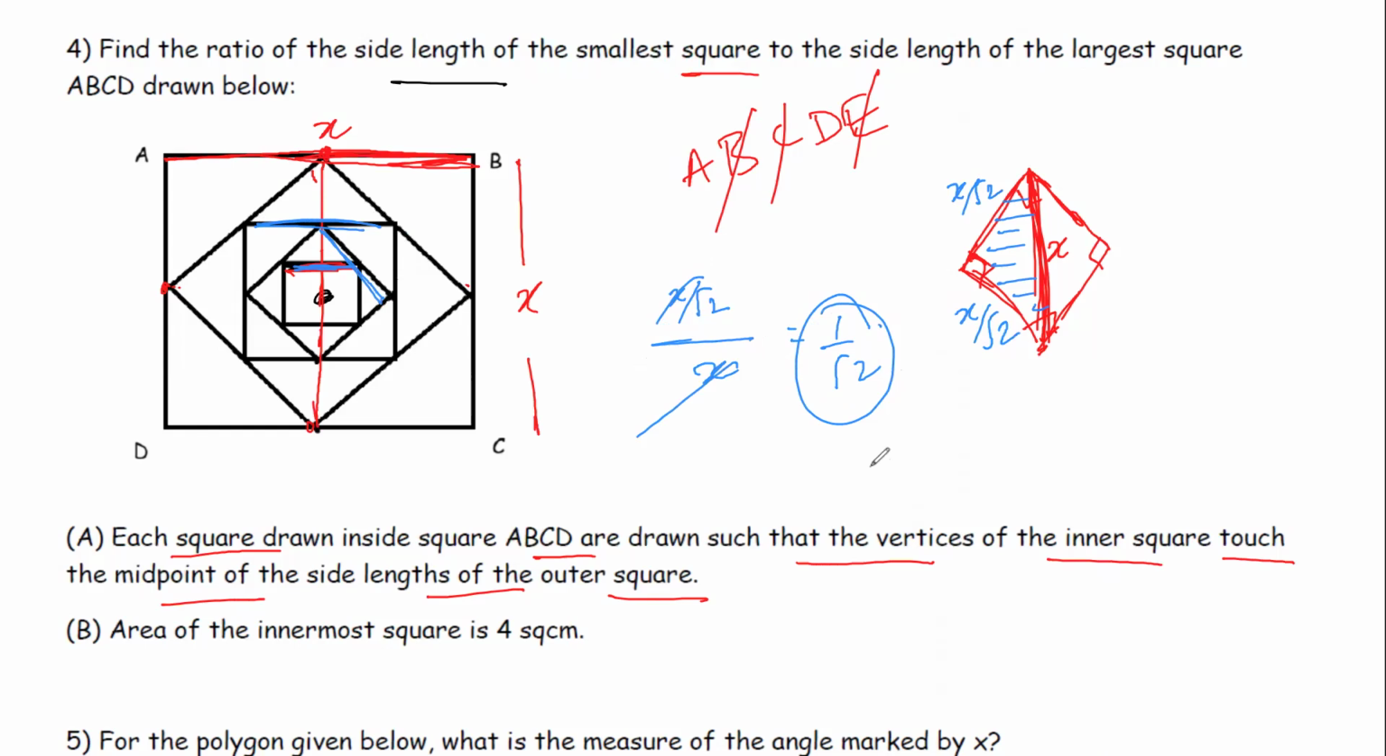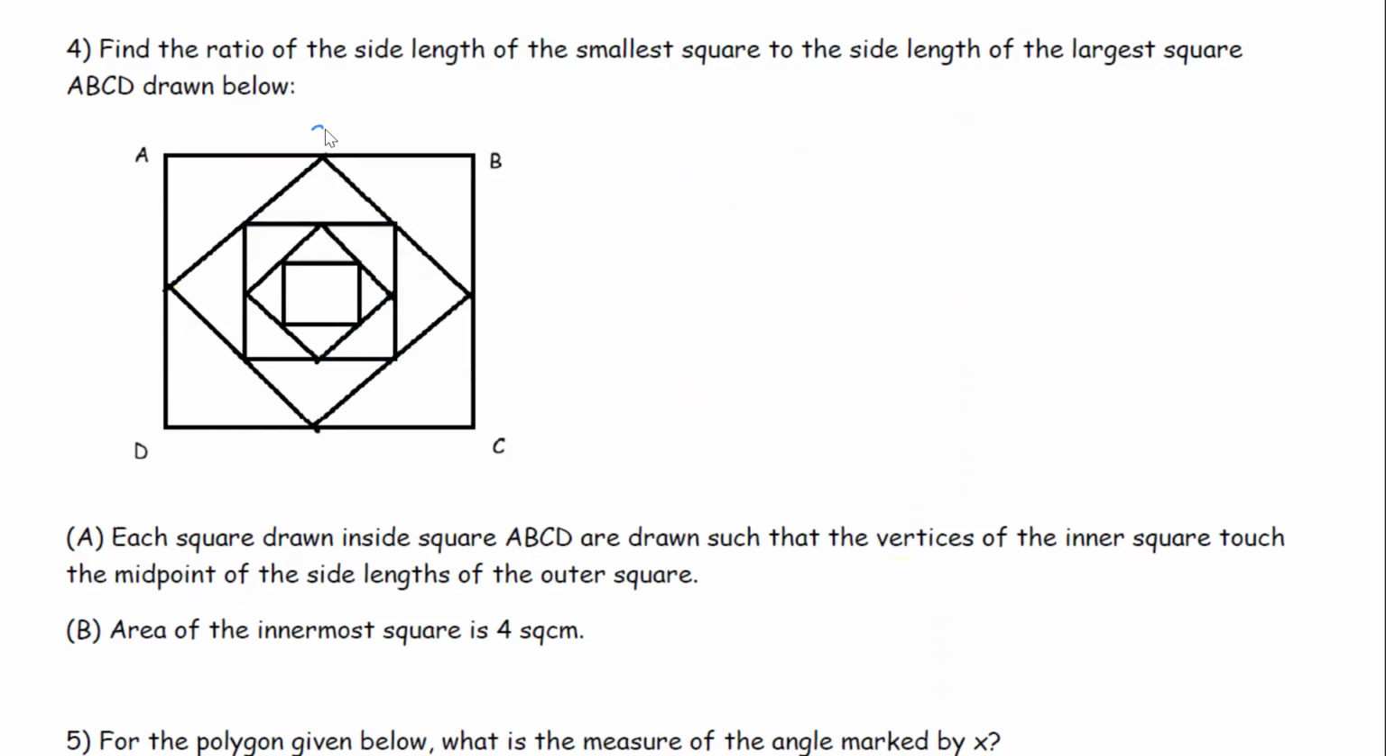And they're asking to find the ratio of the side length of the smallest square to the side length of the largest square. So we can figure it out without using any dimensions. Let's go one step ahead. I know this is x, and I know this is x by root 2. Now we'll figure out the third square. In the third square, the diagonal length, I'll just clean all the drawings. So this we know is x, and this we know is x by root 2.